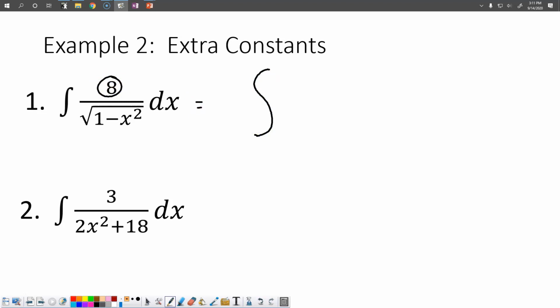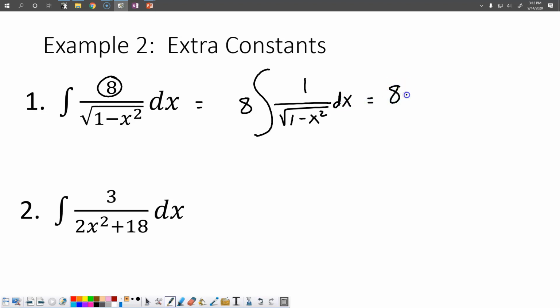All we have to do is take that 8 and move it to the front. So if I do that, now it fits my pattern a little bit better for the arc sine. So here's how that's going to look.